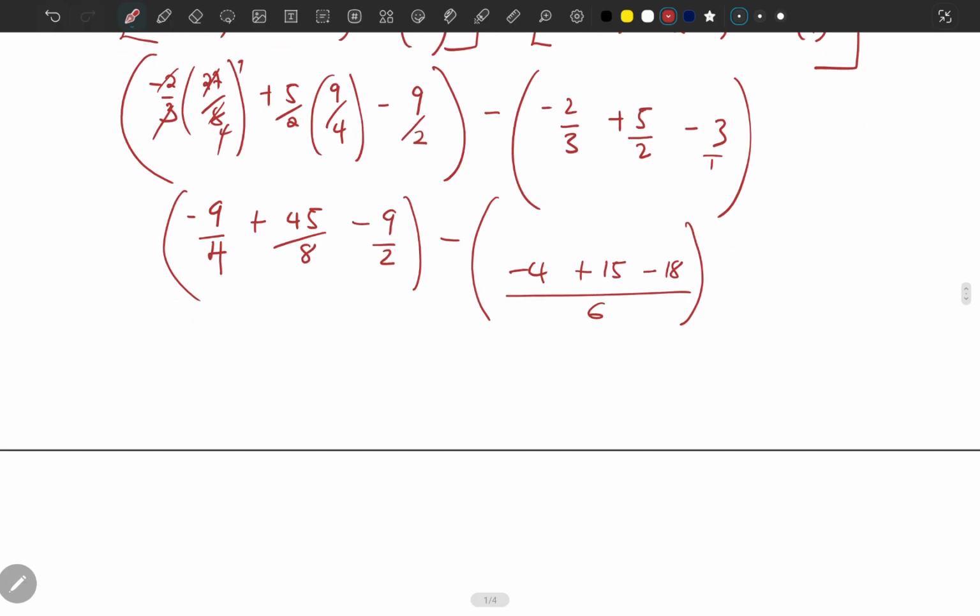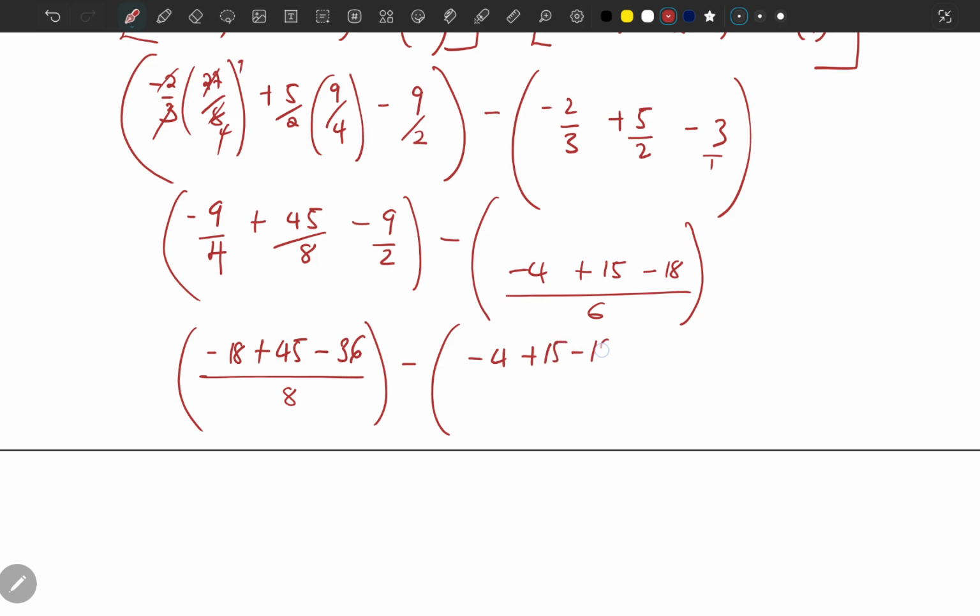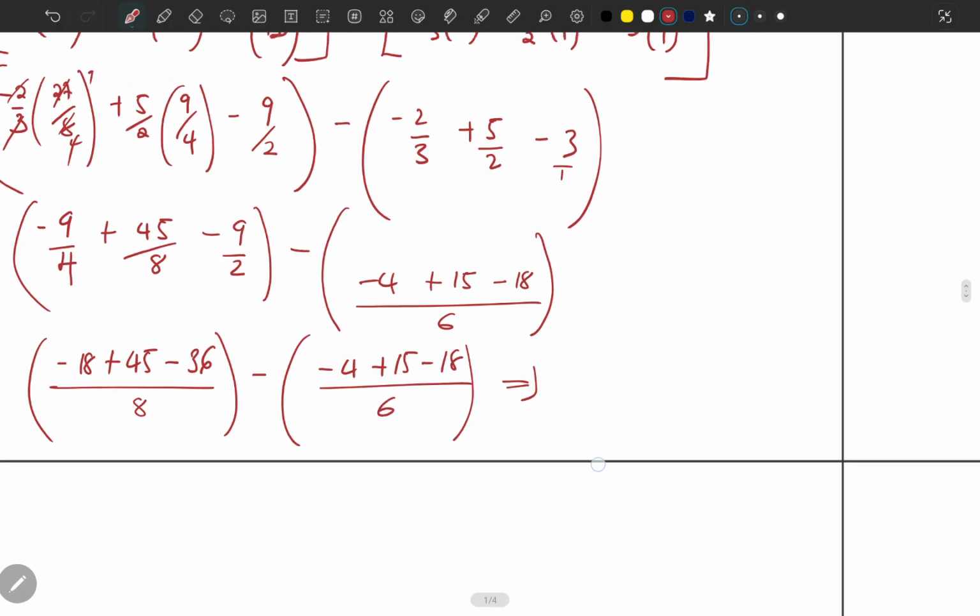Of course, here the common denominator is what? 8. Right? So the common denominator there is 8. Four into 8 is 2. Negative 18. 45. This is 4. 36. Minus negative 4. 15, 18, 6. That's the only thing.